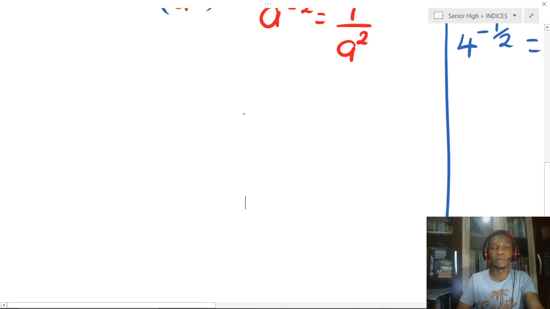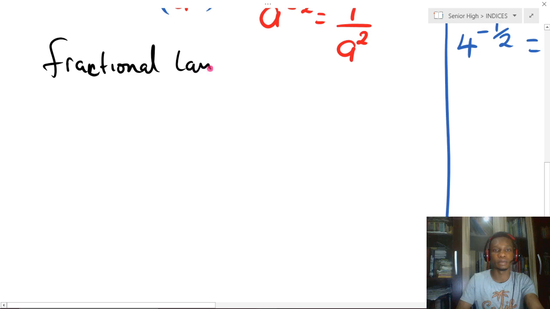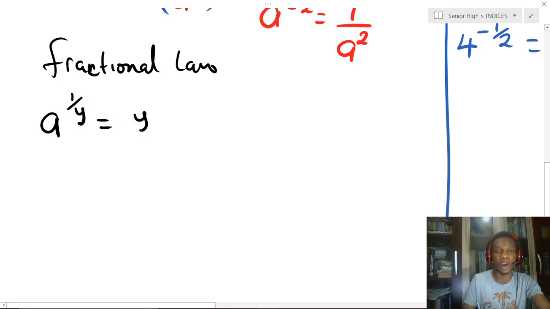So entering into fractional law, let's take the heading fractional law. Now, in fractional law, we have that if we're given an a raised to the power of, let's take it step by step. Let me take the first part of the law, 1 over y. This will give us the y roots of a.